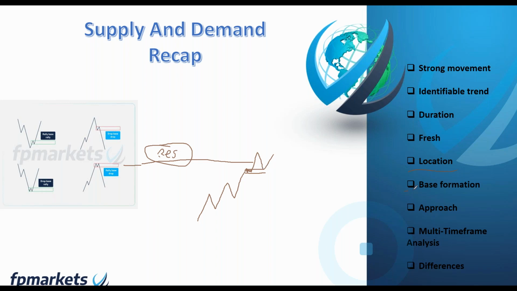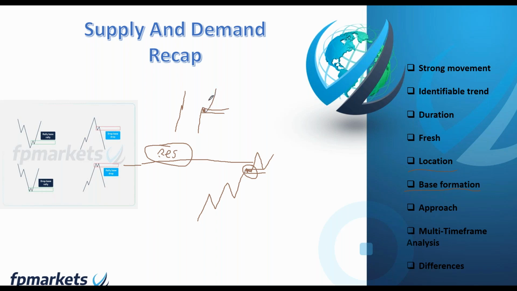Location, so base formation. Now, you will note the base formation. This is the base. There are a number of ways the base can form. There is one where there's just a small kink and it goes up. You will see some of the examples I show later that have this. For me, I prefer more of a defined base. It's almost like a flag, I would say, to a point.